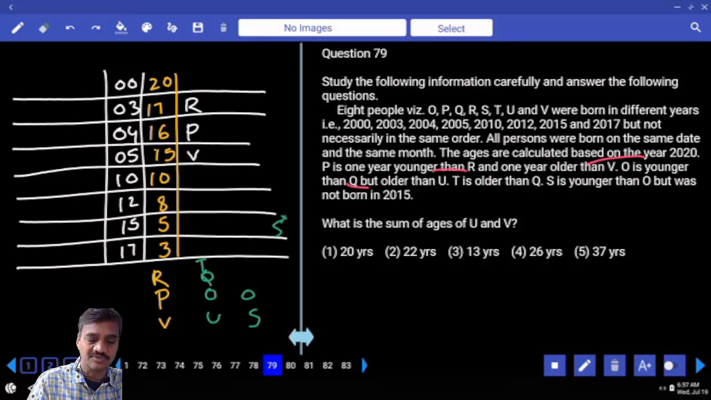If S cannot be here, what is the order we have? T must be first, the eldest among all. Next Q, and next this is O. S cannot be at that place, S is here, and U must be here.